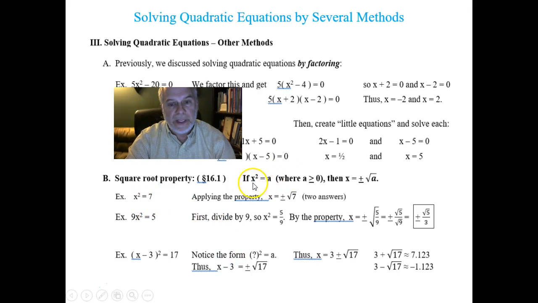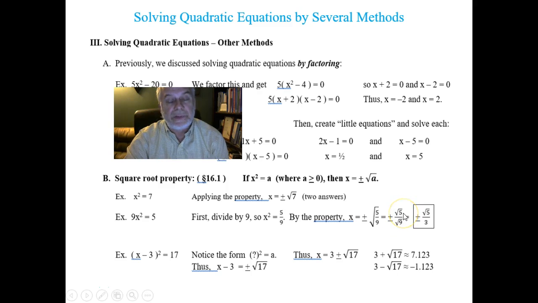Now, notice that using the property, x squared has to be alone. So you have to make sure that x squared is all by itself and you've moved everything else. Now, that's what you have to do first in this next example. I don't have x squared alone. I've got that 9 in front of it. So the first thing I do is divide both sides by 9. So I get x squared equals 5 over 9. Now I have x squared alone. And so x would equal plus or minus the square root of 5 over 9.